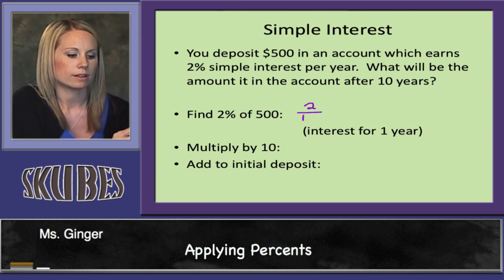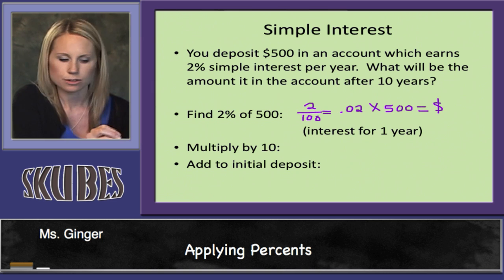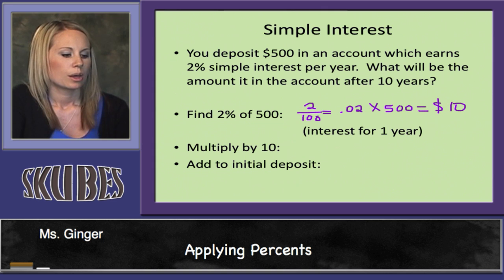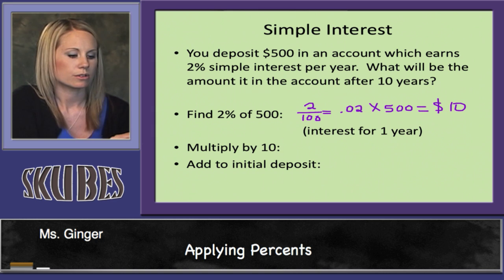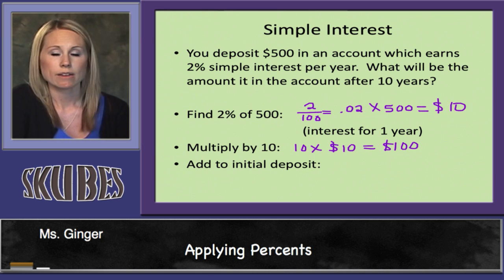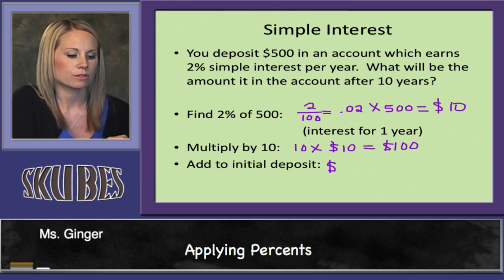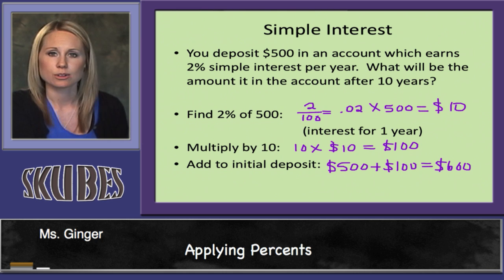2 is the percent we want, divide by 100, remember? Get your decimal, 0.02. Multiply that by our amount. I believe that's going to be $10. Okay. Now we multiply it by 10 because we're going to let that accumulate in the account for 10 years. So 10 times our $10 is going to give us 100. Alright, and so after 10 years we're going to have that 100 plus the amount we had initially put in. So we're going to add it to our original 500. Now our final amount is $600.